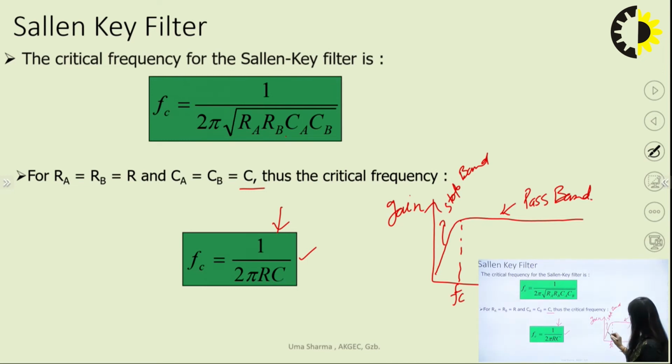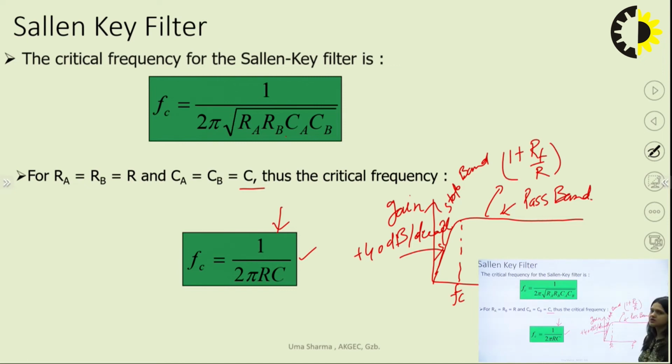So the gain roll off for this response is minus 40 dB per decade. So here it is not minus, actually it is plus, because gain is increasing at the rate of 40 dB per decade. Initially the gain is 0, then it is increasing, and at the critical frequency gain is constant, and this gain can be given by 1 plus RF by R. This is the gain of the filter.